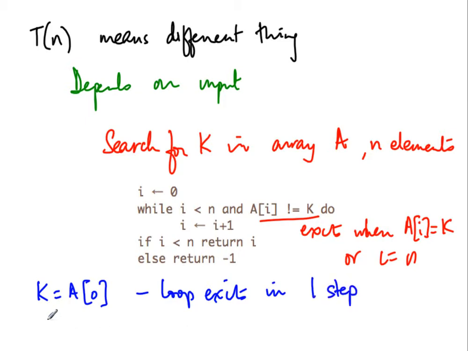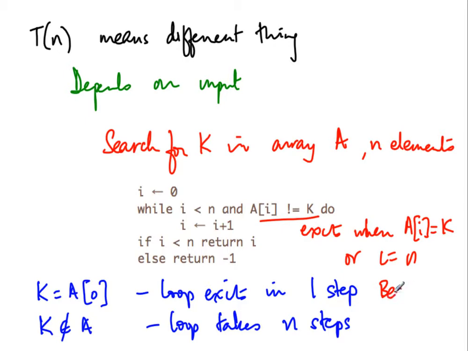Okay. And the other point is k is not in a at all. Here the loop takes n steps, right? So we have to go through the entire array to find out that it's not there. So in a natural sense, this is the best possible thing that could happen, and this is the worst possible thing that could happen.